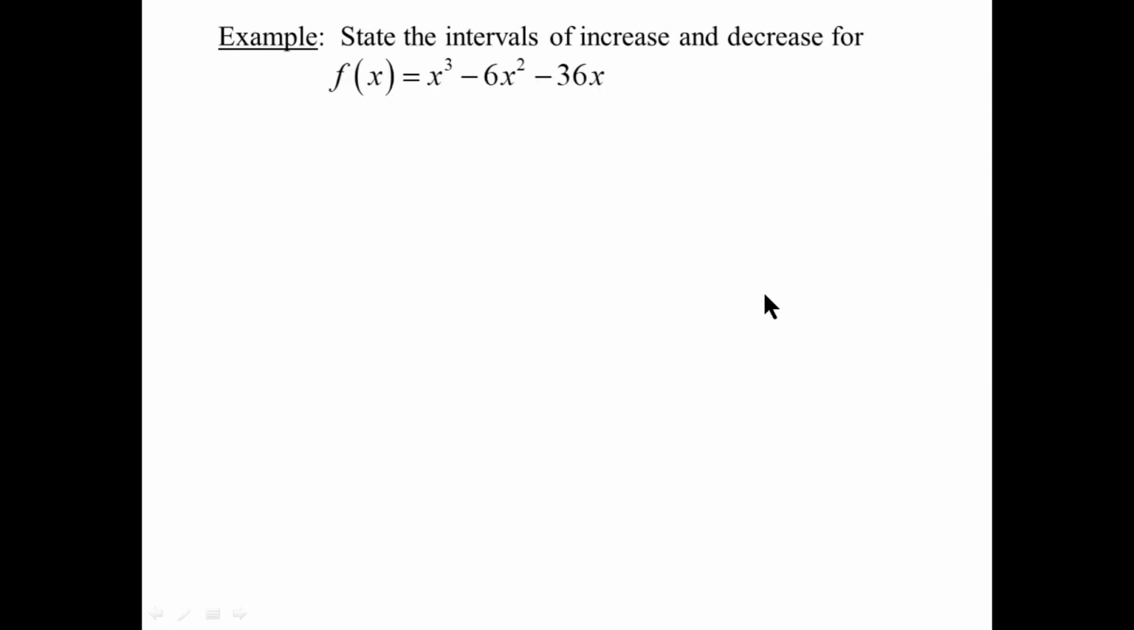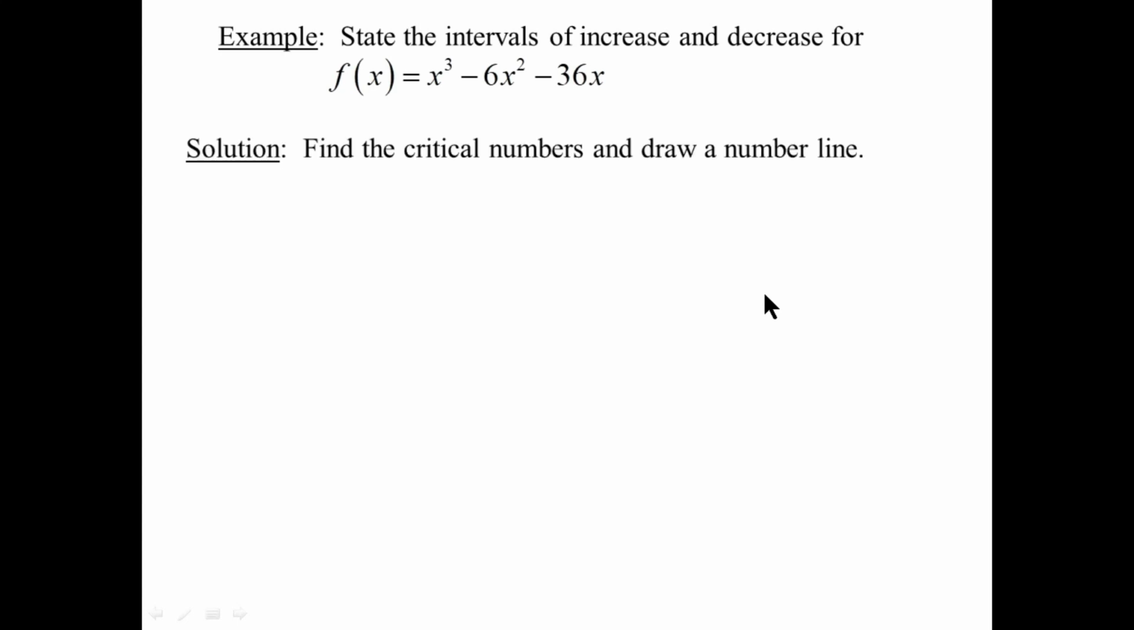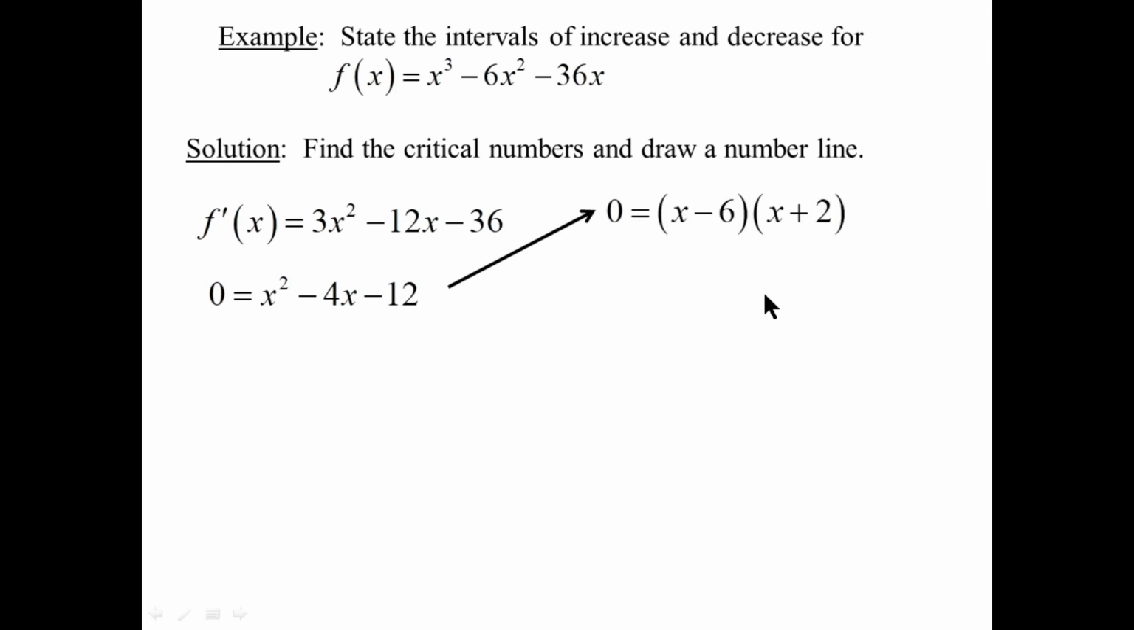Example, state the intervals of increase and decrease for a cubic function. Solution. Our approach will be to find the critical numbers and draw a number line. How do you find critical numbers? Well, you prime it, zero it, and solve it. Prime it, set it equal to 0, and I divide it through by 3. And now solve it. Well, it's a quadratic we can solve by factoring. And so we have critical numbers at x equals 6 and x equals negative 2.